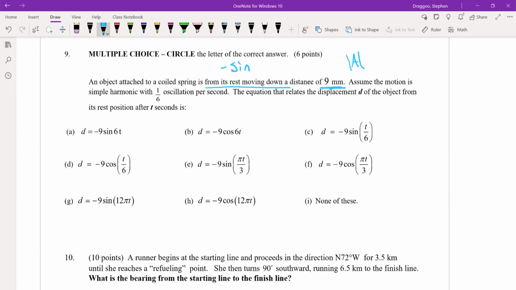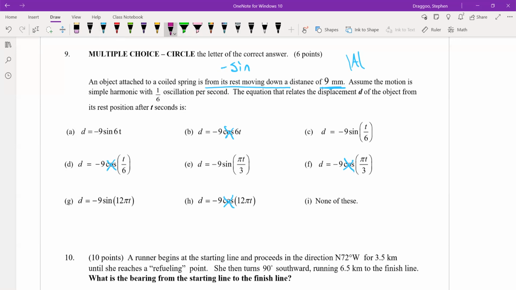So with that in mind, I can get rid of all of the cosine options. So no, it's not going to be a cosine function. Also notice that all of the A values are -9. So I guess I don't really need to worry about that part either. But the reason why I know it's moving down: I know that the amplitude is 9, down is negative, so -9. So I know then it's one of these other 4 functions. The answer is never going to be none of these.